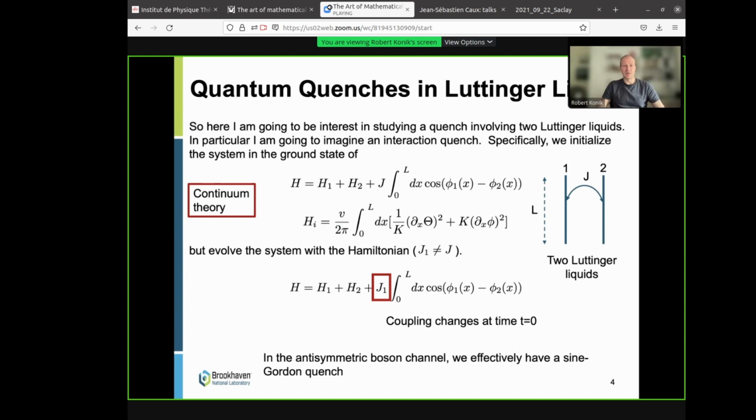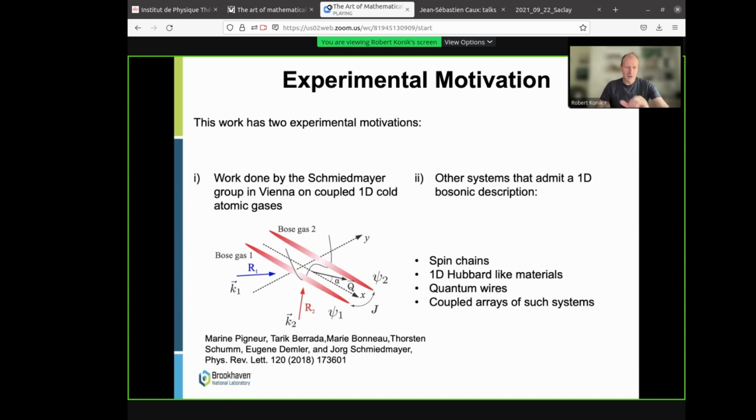In studying this type of quench, we have a couple of experimental motivations. Probably first and foremost are the experiments on quenches in cold atomic gases done by Jörg Schmiedmeier's group in Vienna. That will be the experimental backdrop of my talk. But because bosonic descriptions are ubiquitous for 1D systems, you have bosonic descriptions of spin chains, Hubbard-like materials, quantum wires, and in fact, coupled arrays of such systems. I think the techniques that I discuss here will be more widely applicable than just to the Schmiedmeier quenches.